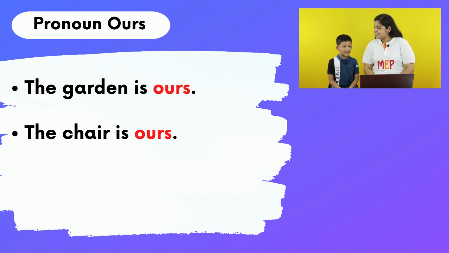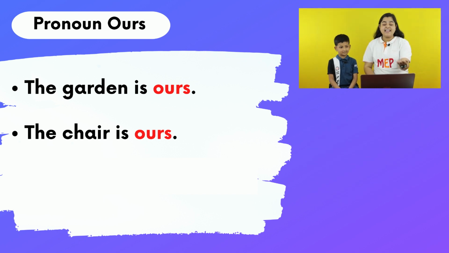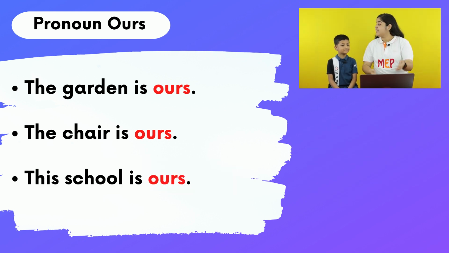The chair is ours. Correct. So again in this sentence, ours is a possessive pronoun which comes at the end of the sentence. It denotes that the chair belongs to first person plural. That's right. So Rudy, our last example is: this school is ours.